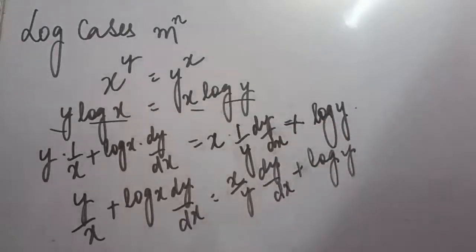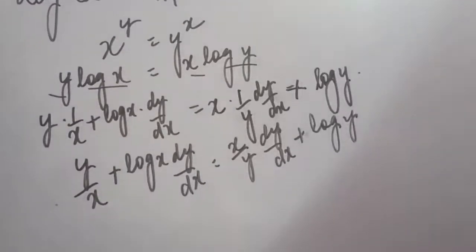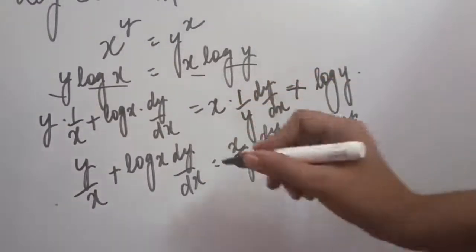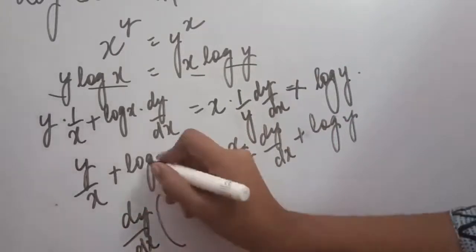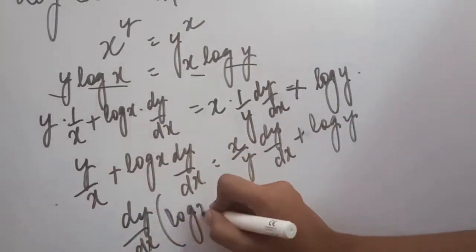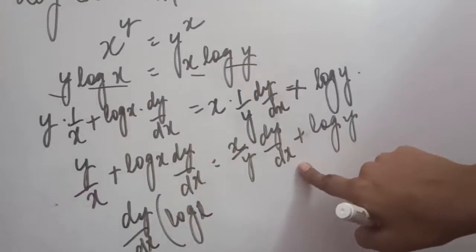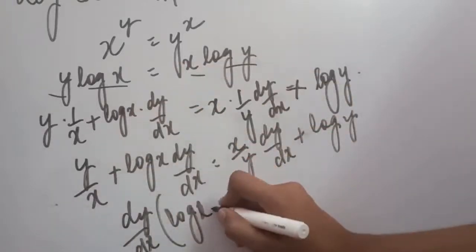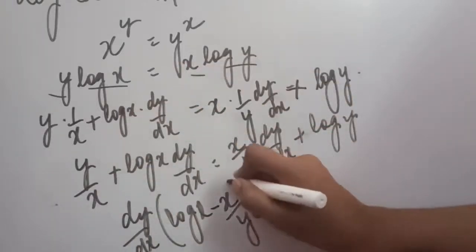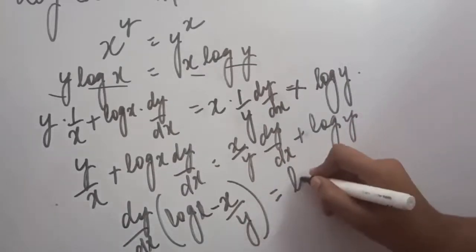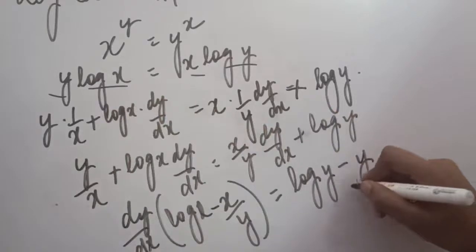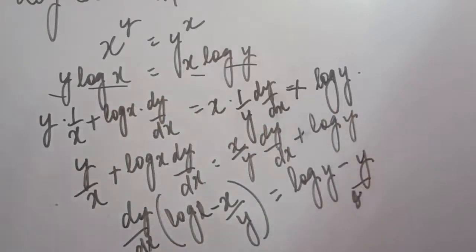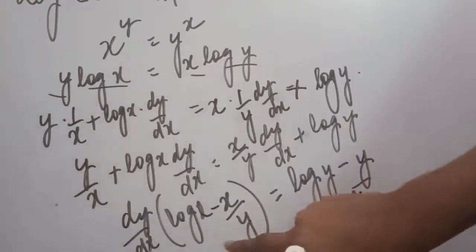So now what we can do is we can just assemble the things which have this dy upon dx common. So if I take dy upon dx common, this is the first, that is log x is there, and here also dy upon dx is common. It will come on this side, it will become minus x upon y. This will stay on the right hand side log y, and this y upon x also will be moving to the right hand side. Now we can take LCM on this side.